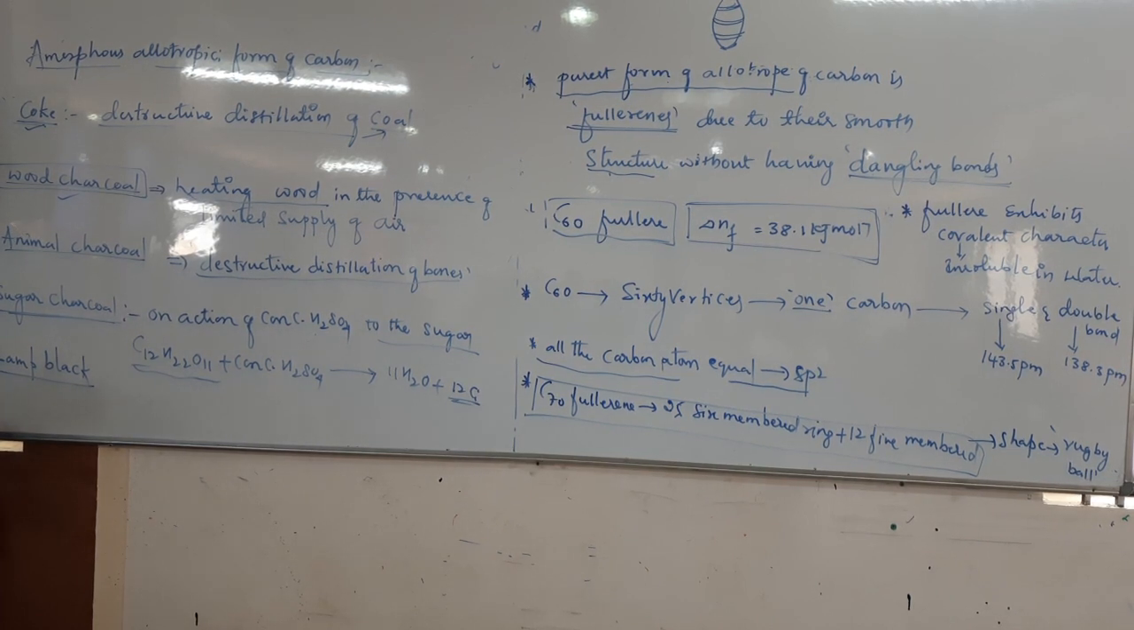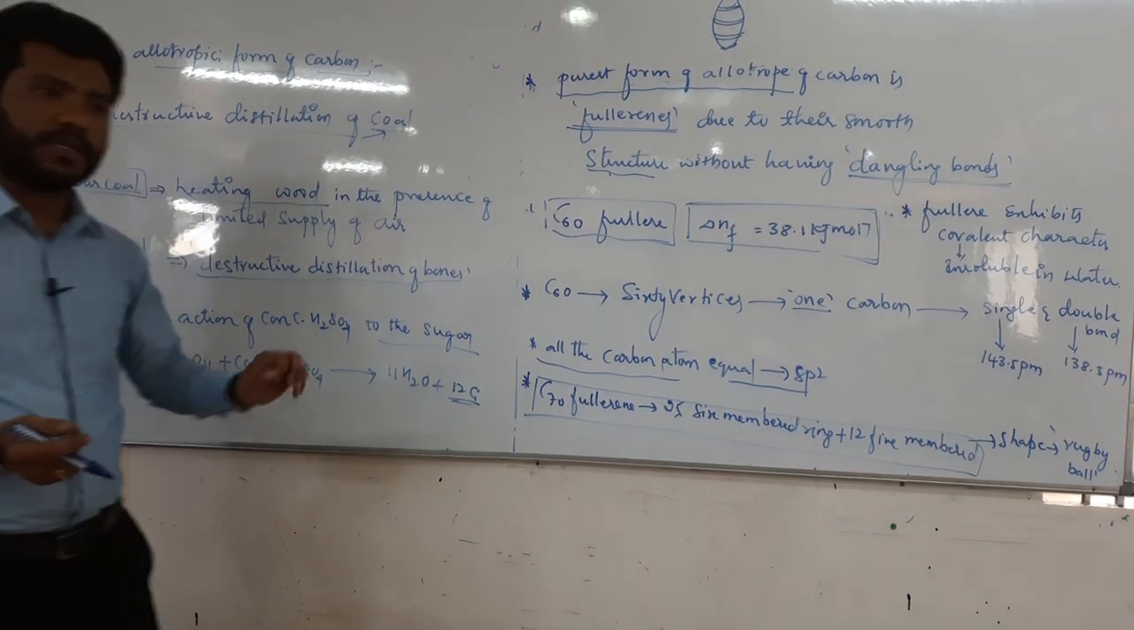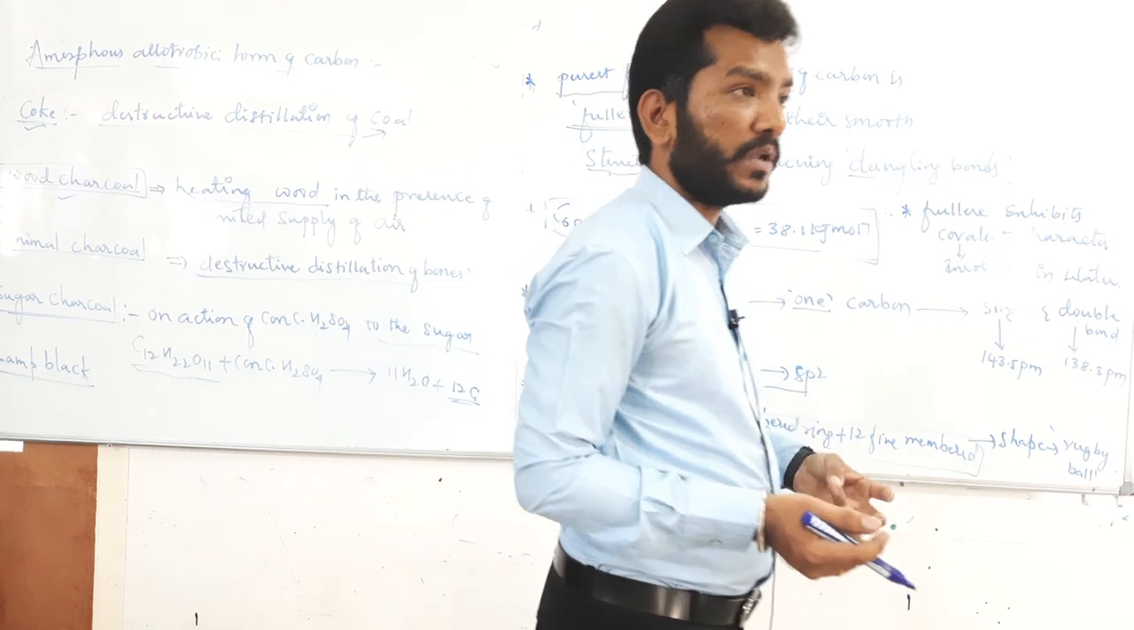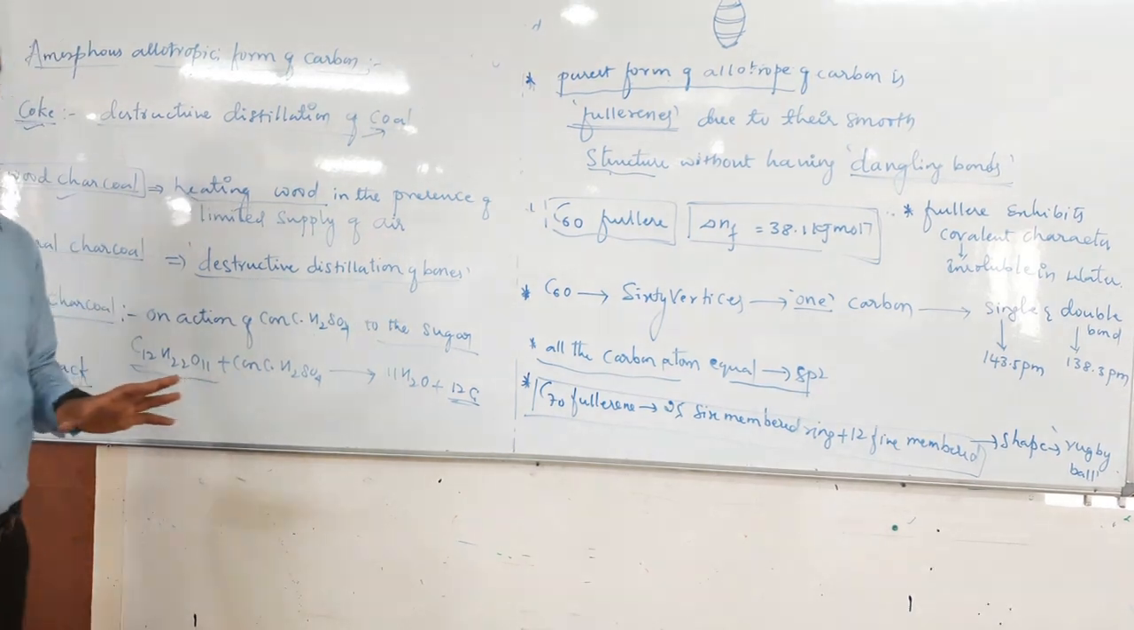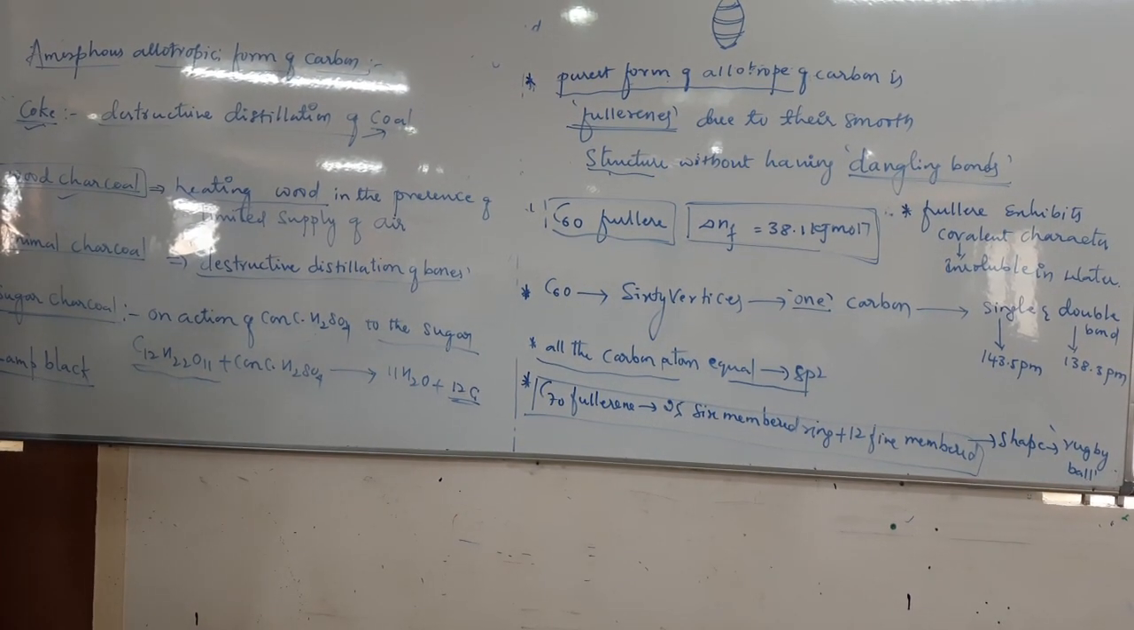And ultimately we have lamp black. How is lamp black formed? Suppose we have a substance which is rich in carbon, such as petroleum, kerosene oil or turpentine oil. We burn all of these. On burning these carbon-rich substances, like petroleum and kerosene oil, the compound formed is what we call lamp black. Lamp black is used in boot polish and in ink bottles.